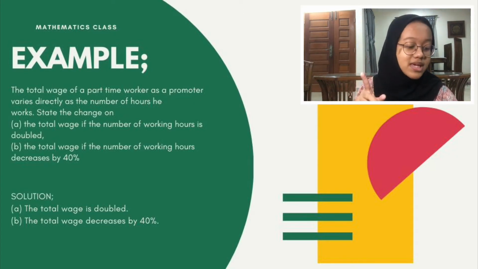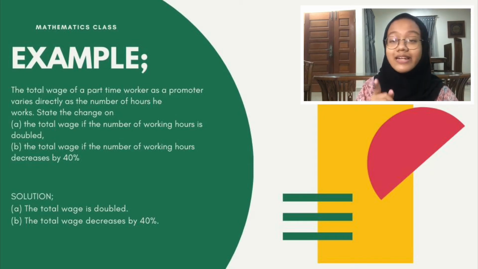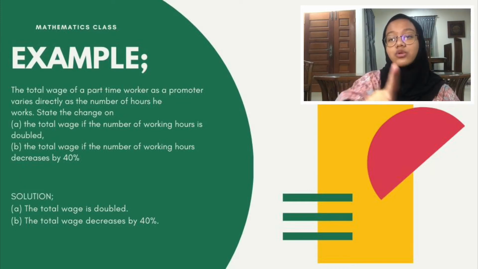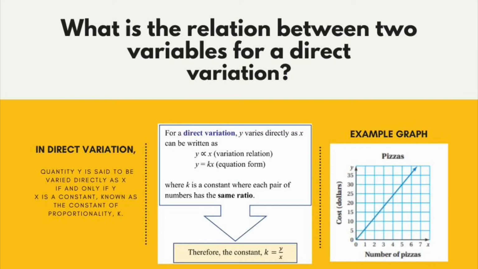For B, the total wage if the number of working hours decreases by 40%. So if the working hours, x, decrease by 40%, y will also decrease by 40%. So now we're going to learn about the relation between two variables for a direct variation.